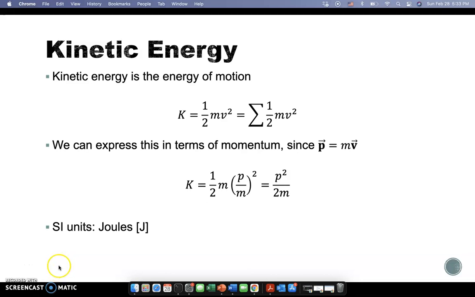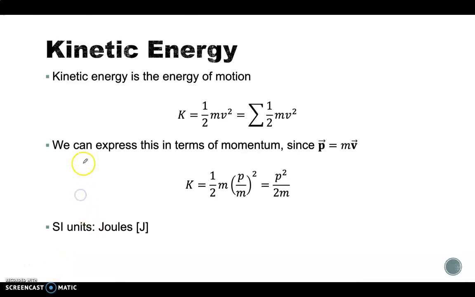Alright, so we're going to go ahead and continue our discussion and start talking about kinetic energy. Kinetic energy is the energy of motion. So we describe it as follows. Kinetic energy, K, is equal to 1/2 the mass times the velocity of the object squared. Okay? And if we have multiple velocities, we'll have the summation over the mass times velocity squared.